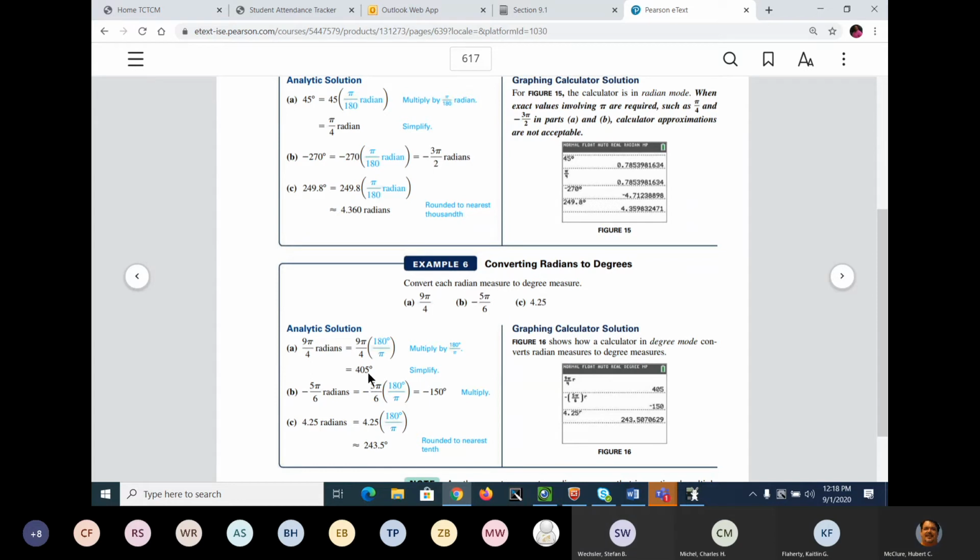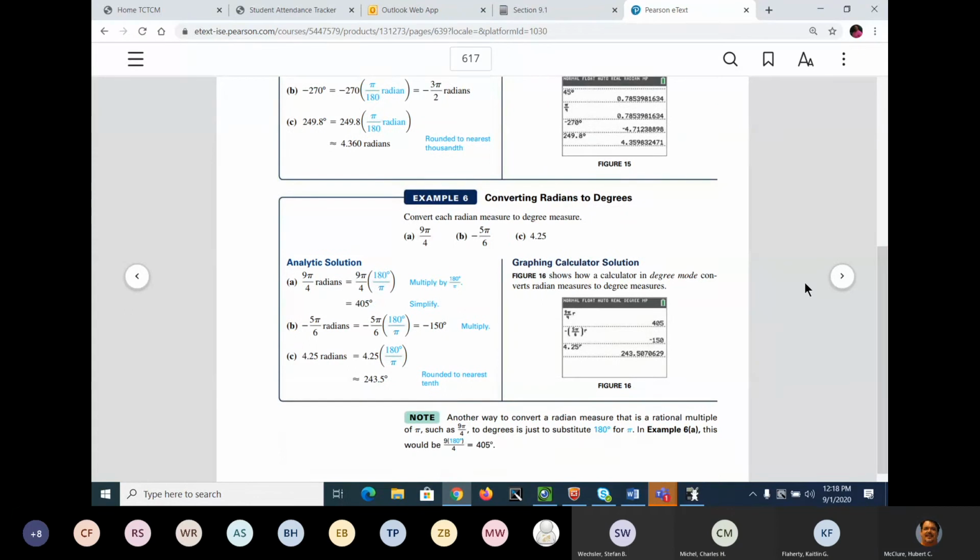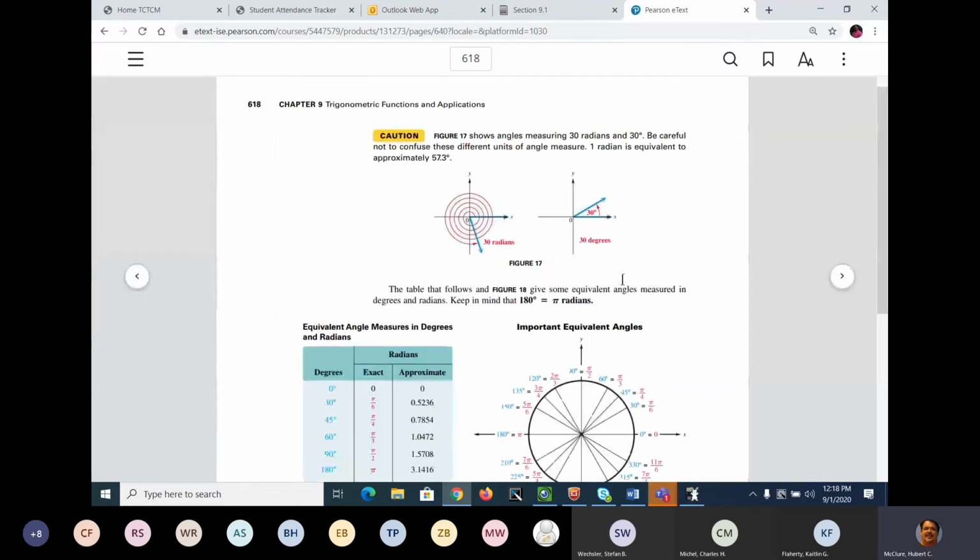All right. Now, if the directions say convert each radian measure to degree measure in simplest form or in reference angle, if it had reference angle or simplest form, then you would change the 405 to a 45 degrees or whatever. Okay? All right. So let's see what that takes us to. The unit circle.